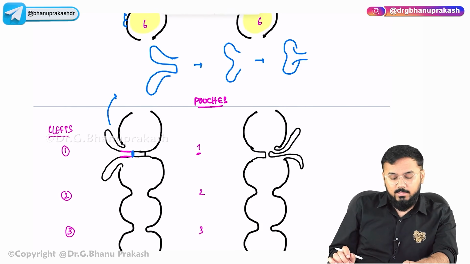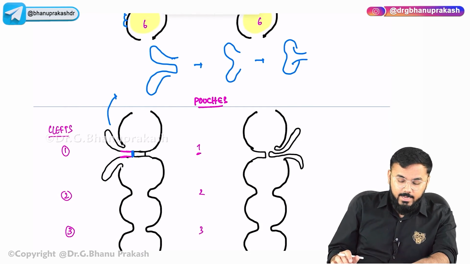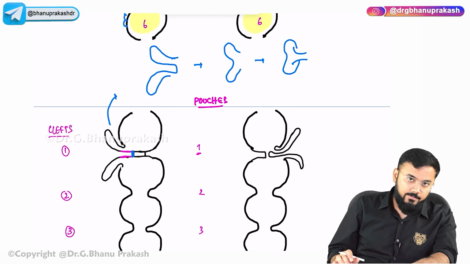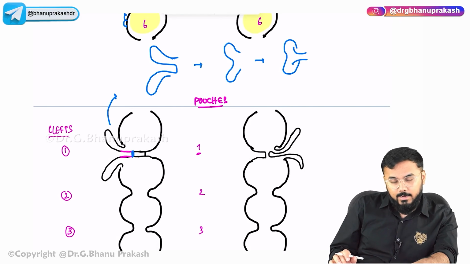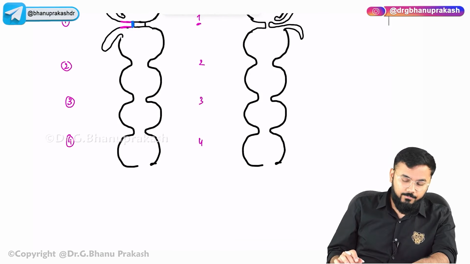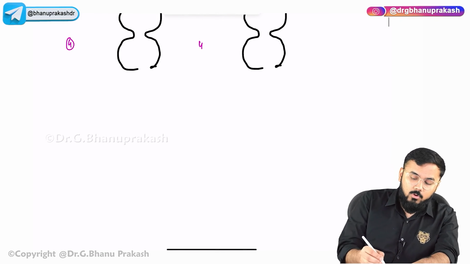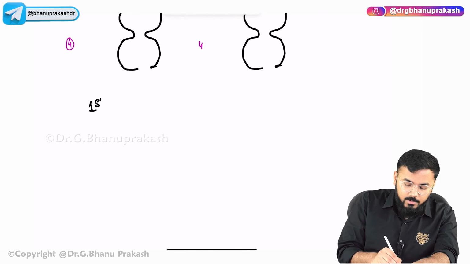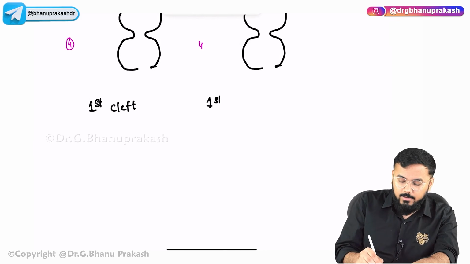So can I tell you like this, that external ear pinna, or external auditory meatus, they are developed from the first cleft, and middle ear, inner ear, and all these structures are developed from first pouch. Yes or no? So let us write down what are the structures that are developed from first cleft over here, and what are the structures that are developed from first pouch over here.